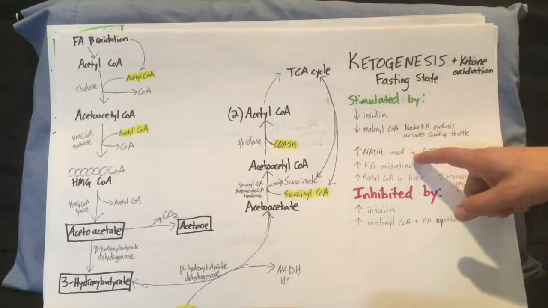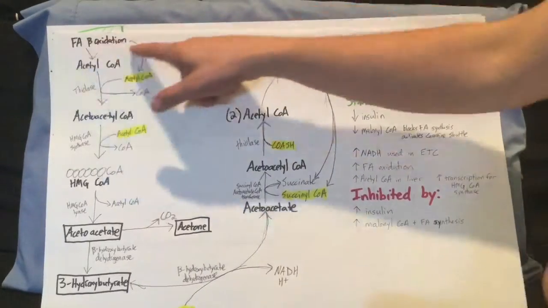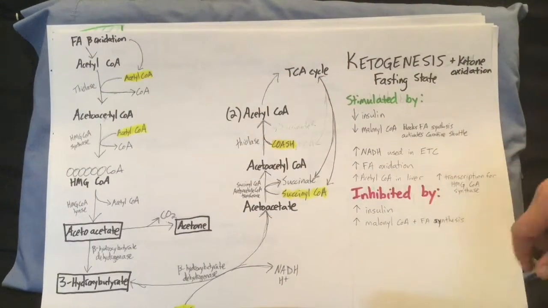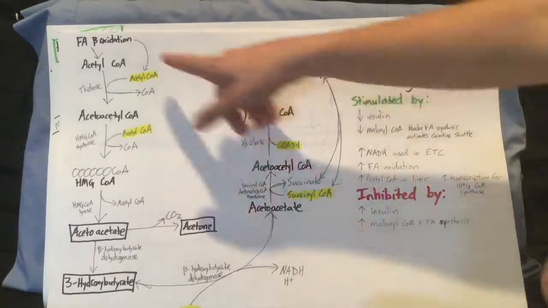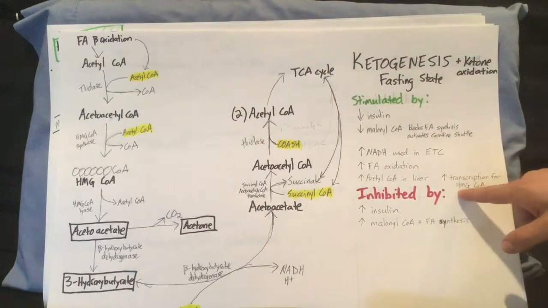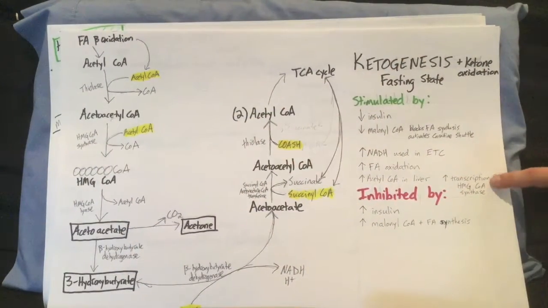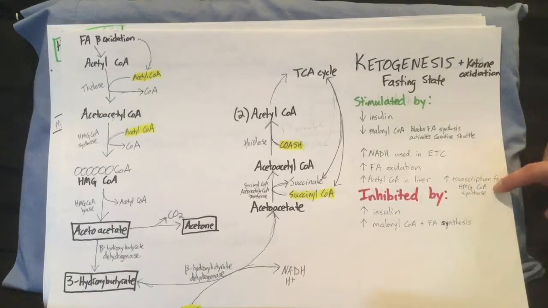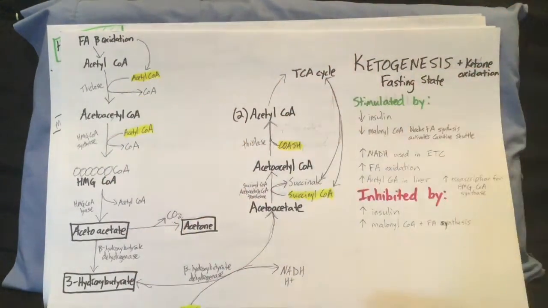So high NADH used in ETC, the electron transport chain, for the same reason. That means we're getting lots of this happening. Fatty acid oxidation. Also, acetyl-CoA in the liver, buildup of acetyl-CoA means it's not being used elsewhere. We can make some ketones with it. Also, the HMG-CoA synthase, this enzyme right here, this enzyme is what makes the ketogenesis possible and therefore the ketone oxidation possible. So we increase the transcription of that enzyme, we're going to get more of this happening.